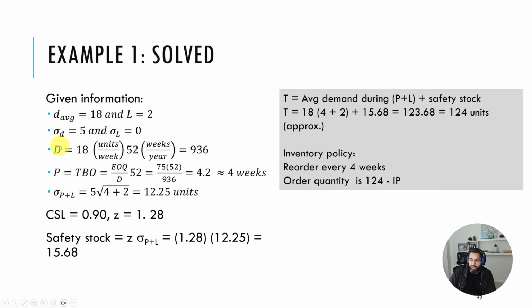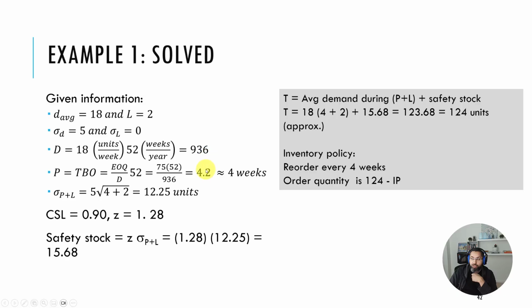Okay, so our annual demand is going to be 18 units per week times 52 weeks per year, or 936 units per year. That's annual demand. P is given by the EOQ quantity, which is 75, divided by the annual demand of 936. 75 over 936 gives us a fraction of a year. Multiply by 52 weeks in a year to convert to weeks, and it comes out to 4.2 weeks.